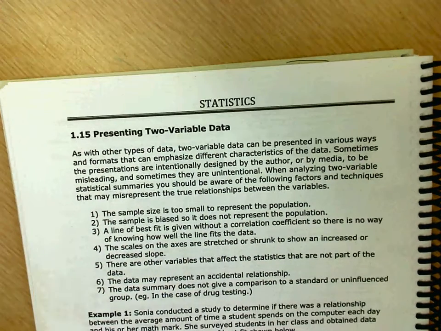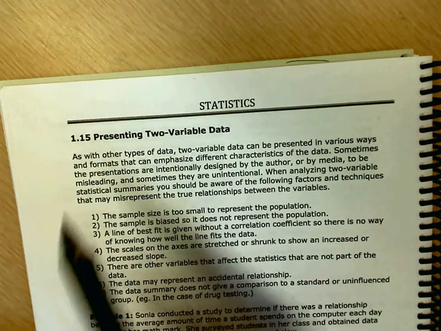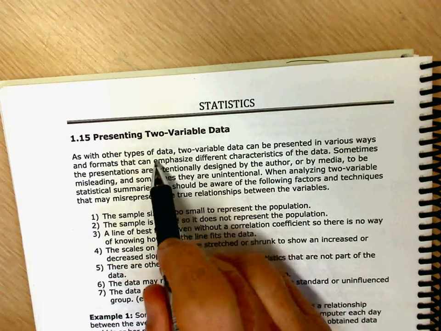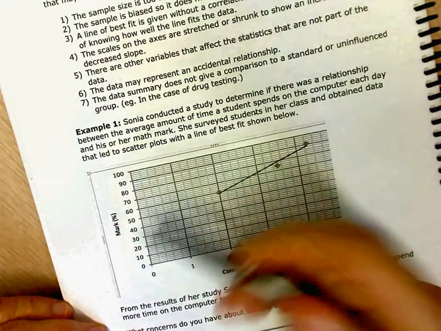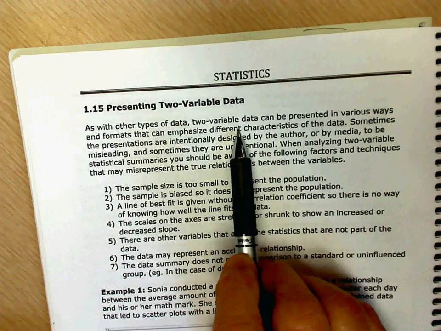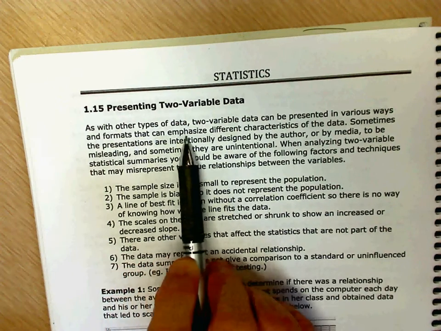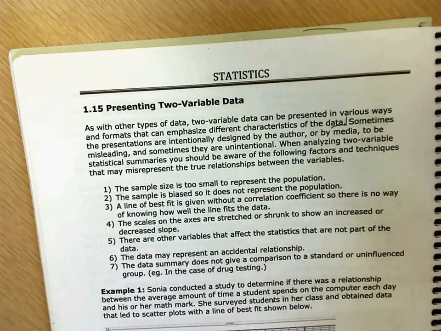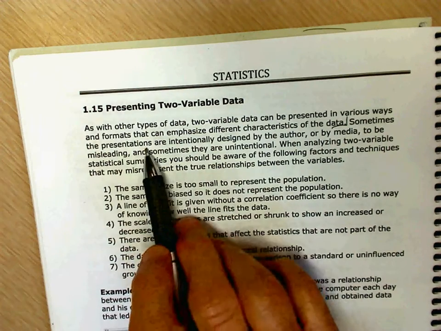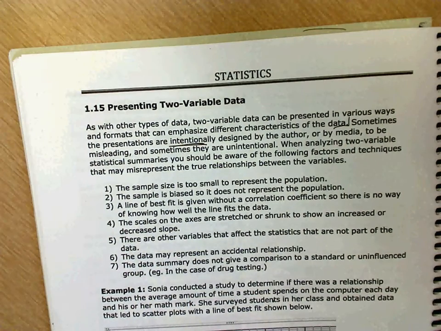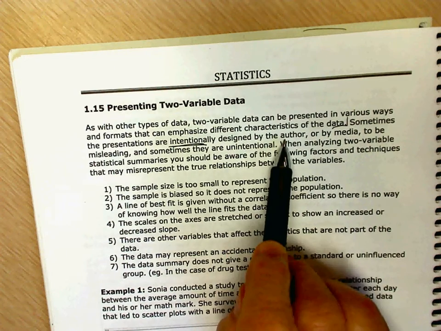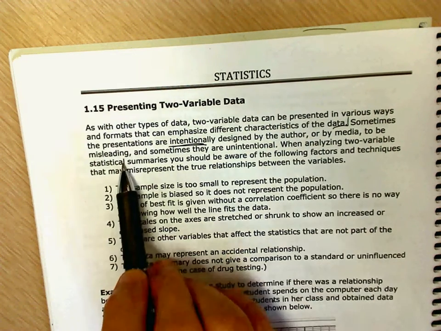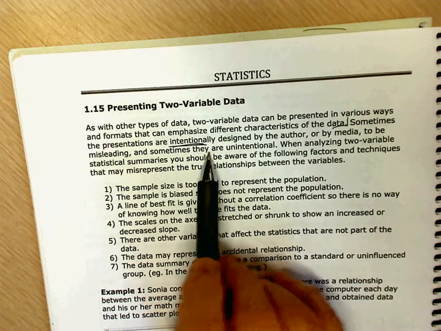Okay. All right, here. Presenting two variable data. As with other types of data, two variable, right? An x and a y, independent or dependent, can be presented in various ways and formats that can emphasize different characteristics of the data. Sometimes the presentations are intentionally misrepresented. Politicians like to misrepresent. Intentionally designed by the author or by the media to be misleading. Sometimes they just make mistakes by accident.